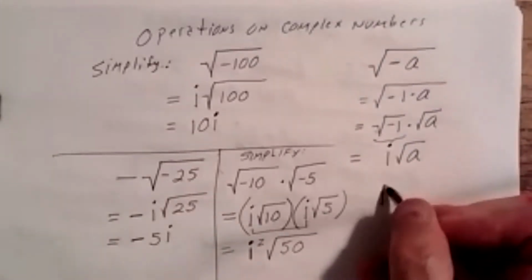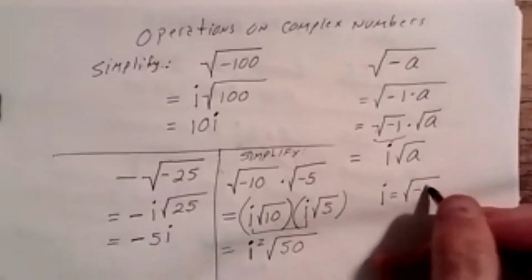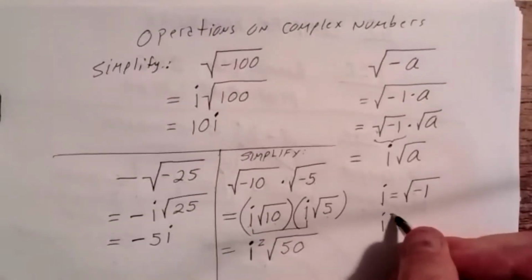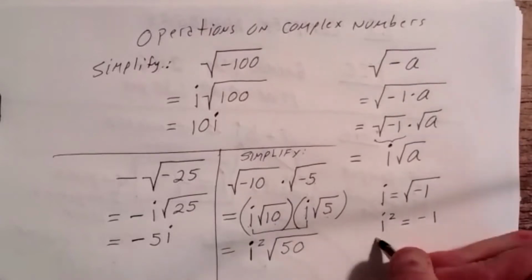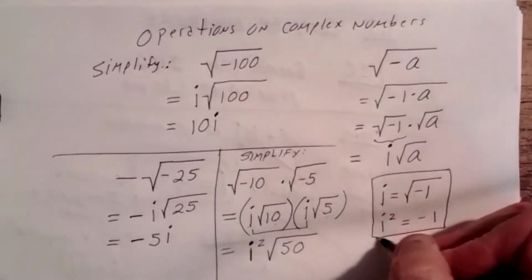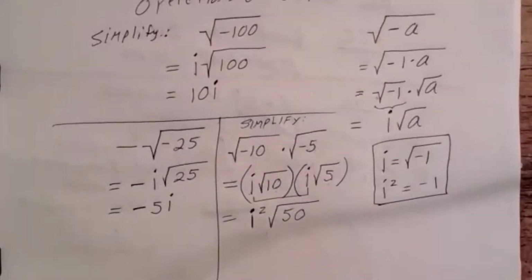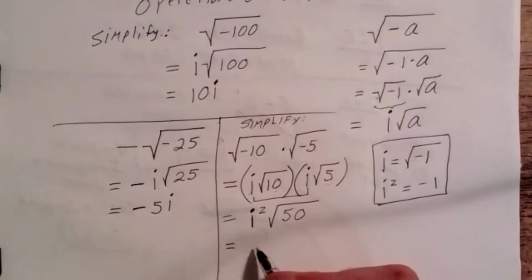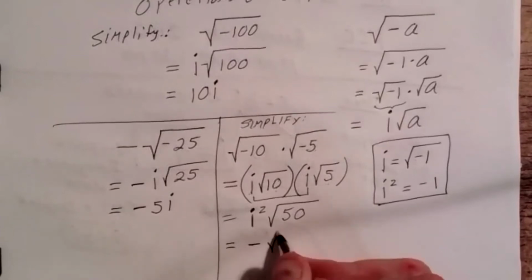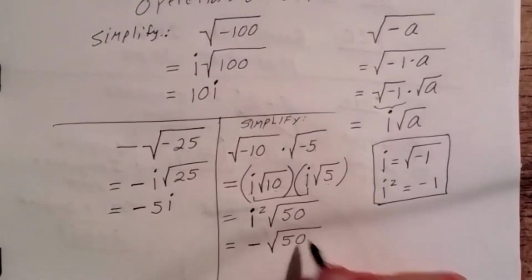But remember, by definition, i is the square root of -1. So ladies and gentlemen, what do you think i squared is always going to be equal to? -1. Yes, it will be -1. These are facts you just want to lock away in the memory banks. So therefore, i squared is replaced with -1. So we have -1 times the square root of 50, which is just the negative of the square root of 50.